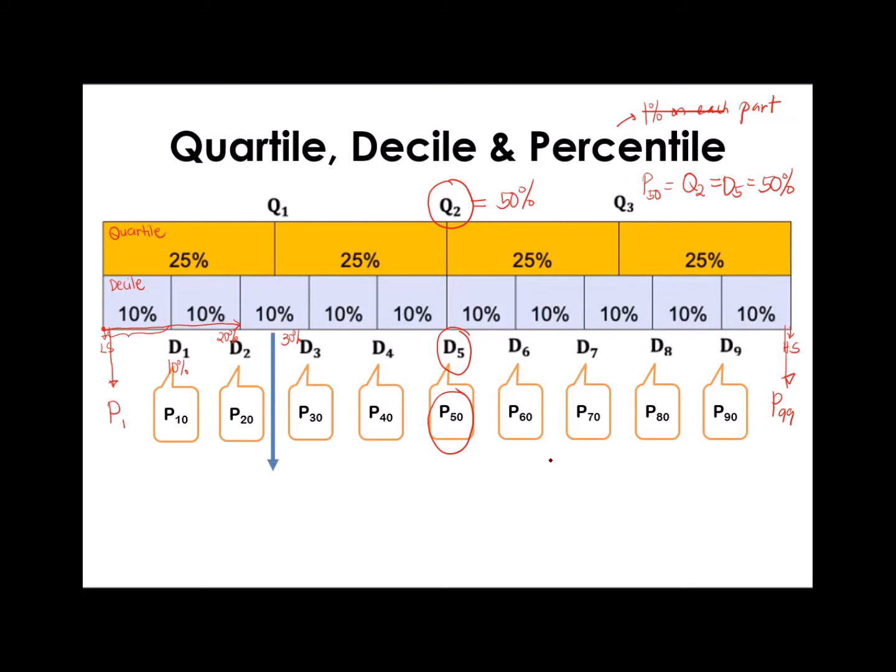And, si Q sub 1, anong katumbas niya sa percentile? Ilang percent ulit si Q sub 1? Tama, that is 25%. So, ibig sabihin, pagdating sa percentile, magiging P sub 25 na siya. Okay, at nabanggit ko na to kanina na si Q sub 2 ay P sub 50. At si Q sub 3 naman, ilang percent ulit to? This one is 75%. Kaya sa percentile, yun ay P sub 75. Okay, so again, that is the similarities and differences of quartile, decile, and percentile.